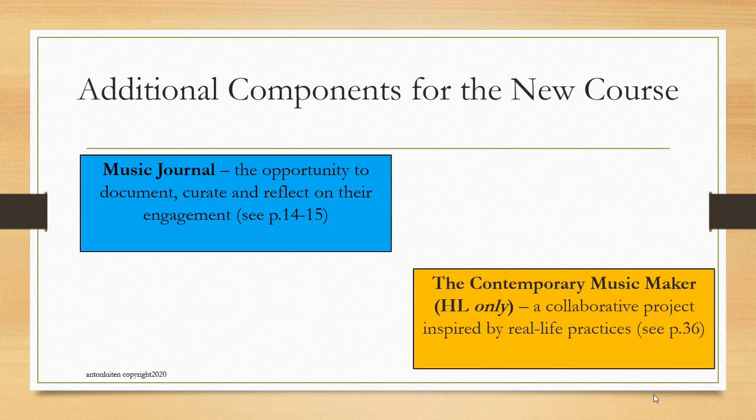The contemporary music maker is the only real obvious distinction made between the standard level and the high level student in this new course. This affords the high level student the opportunity to engage in both musical aspects such as composing, performing, and production, as well as non-musical aspects such as logistical planning, managing the process, and collaboration that culminates in a project inspired by real-life practices.